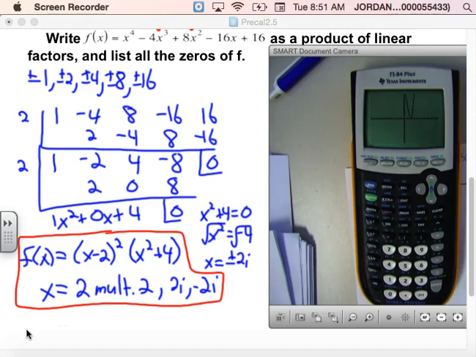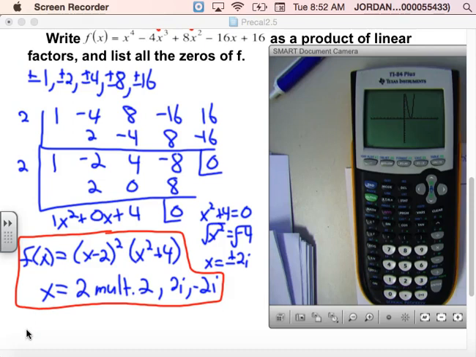And then in factored form, we write x minus 2 squared and x squared plus 4. Again, instead of x squared plus 4, you could write x plus 2i and x minus 2i if you wanted to factor it down completely. It just depends if you want to use imaginaries or not. All right? And you say, well, when do I know?